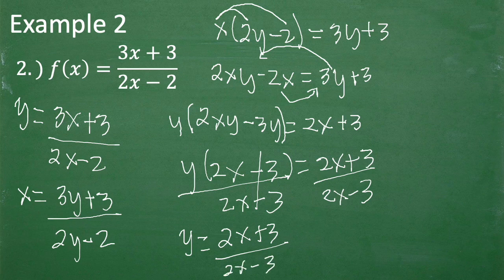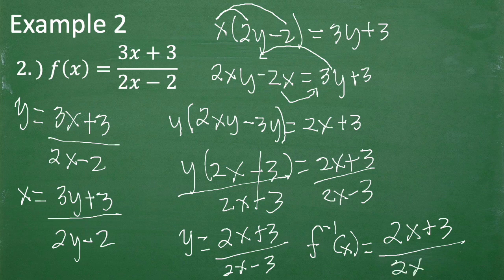Since we have our new y, we can change that into our inverse function, which is f inverse of x equals (2x plus 3) all over (2x minus 3). And this is the inverse of our function number 2.